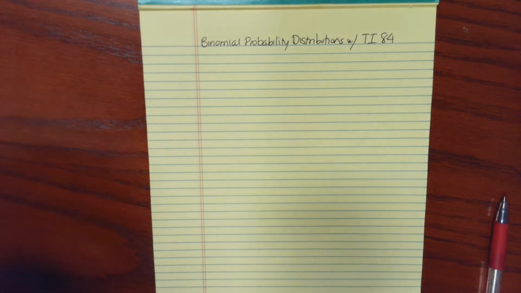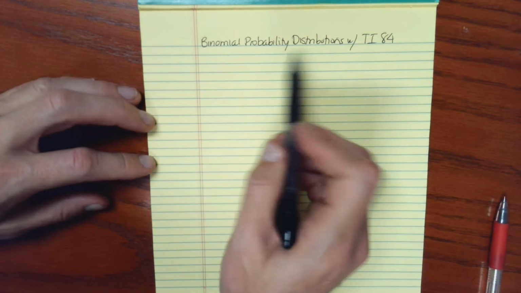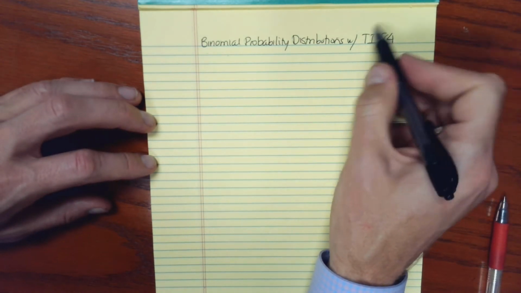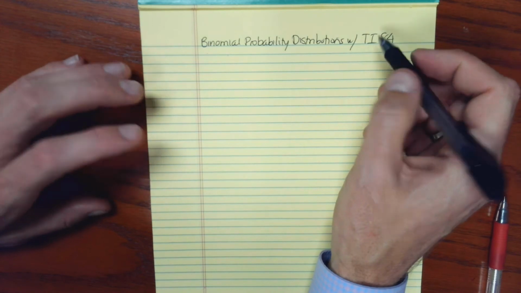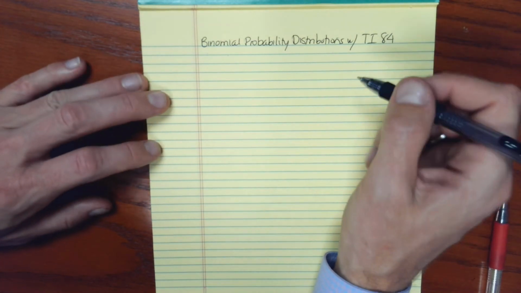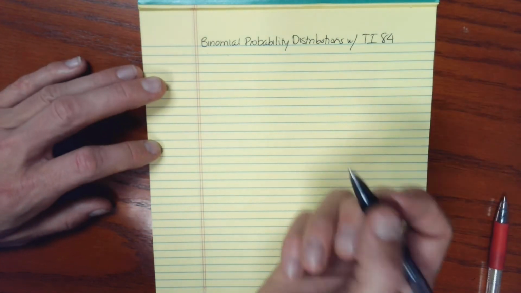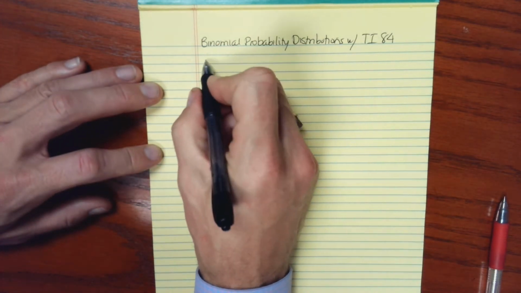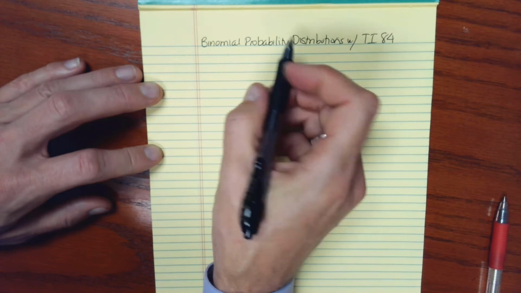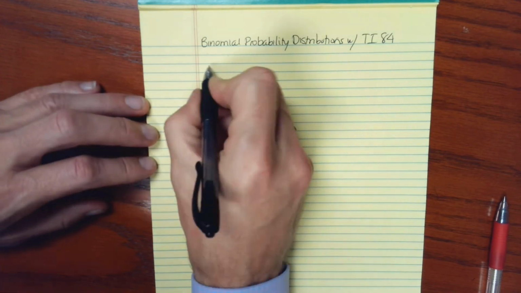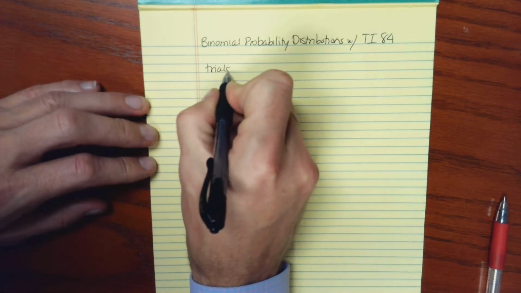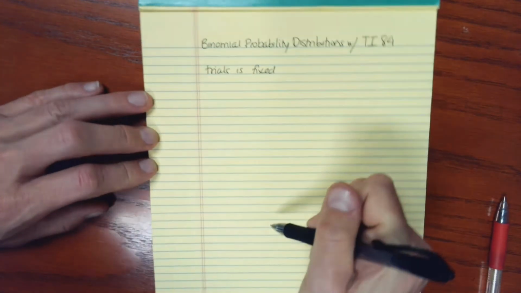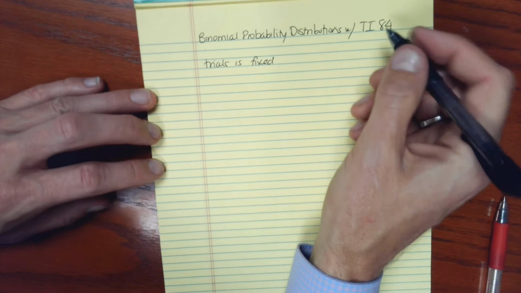So in this video, I'm going to continue my discussion of binomial probability distributions and show you how you can calculate probabilities that are associated with a binomial random variable using a TI84. So recall that in a binomial probability experiment, the number of trials is fixed. And before we get into the calculations, I want to introduce some notation.